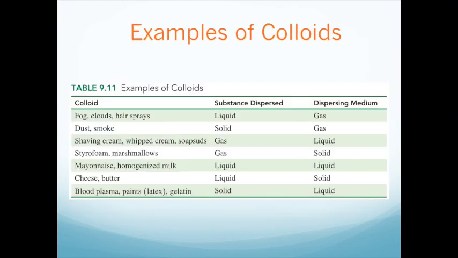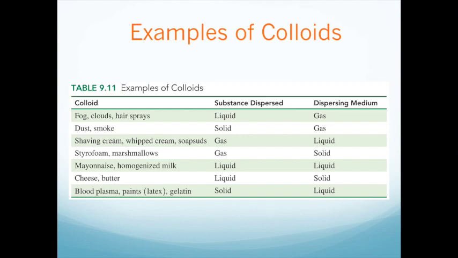So there are a number of different types of colloids in nature. Things like fog, clouds, or hairsprays are all liquids dispersed in gas. Dust and smoke are solids dispersed in gas. Shaving cream, whipped cream, and soap suds are all gases dispersed in a liquid. Styrofoam and marshmallows are gases dispersed in a solid.